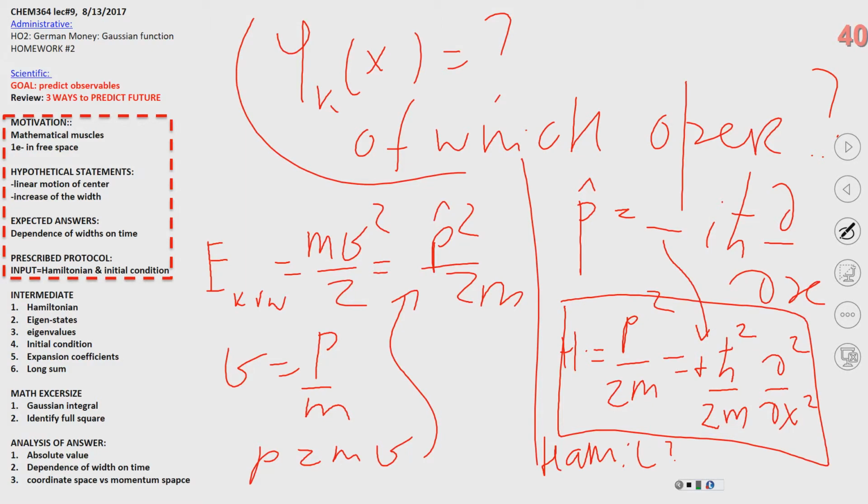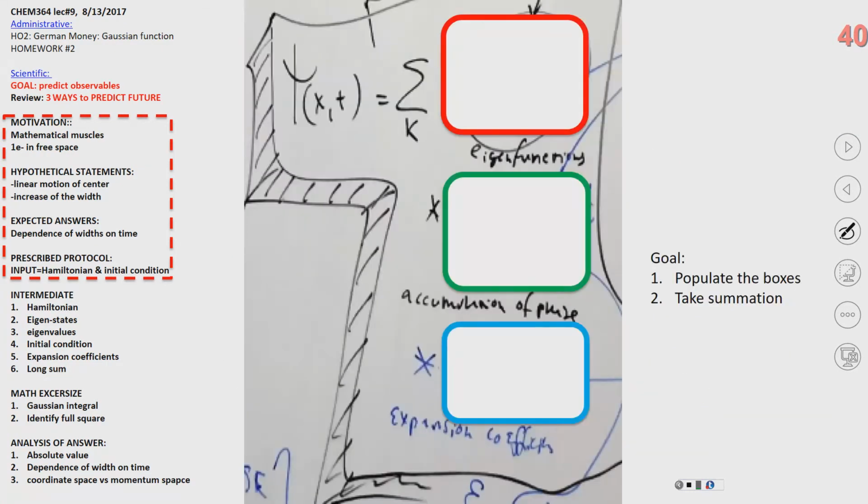Now, for our prescription protocol, we need to know eigenfunctions and eigenenergies of this Hamiltonian. We need to place something here, there, and there: functions, phase accumulations due to eigenenergies, and expansion coefficients.